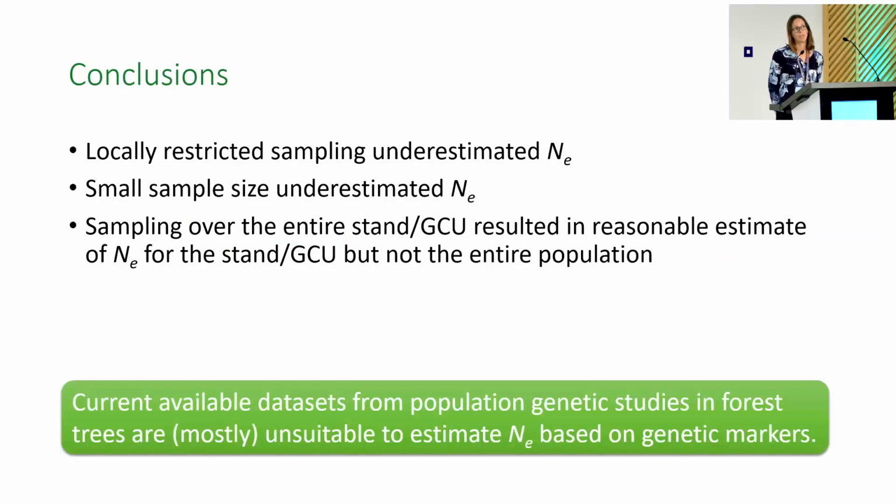So if we can take something out, and I know this is very limited, but there are also some publications that have done similar things. What seems to be the case is that effective population size depends on how we sample and what kind of samples we have. If we have locally restricted samples, we will underestimate the effective population size. Even if we have them widespread across the entire gene conservation unit, that would be a good estimate for the gene conservation unit, but it would still be too small for the entire population.